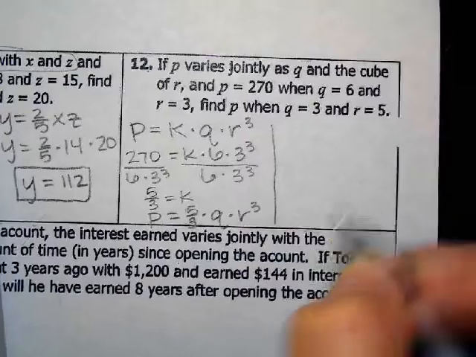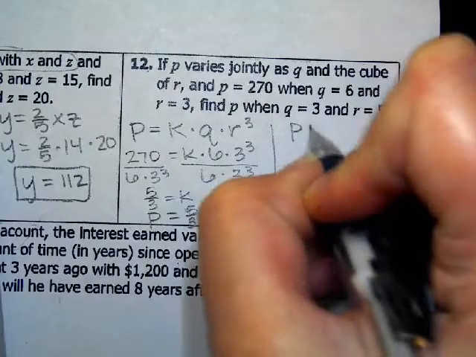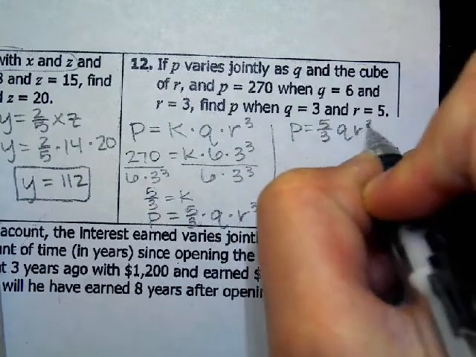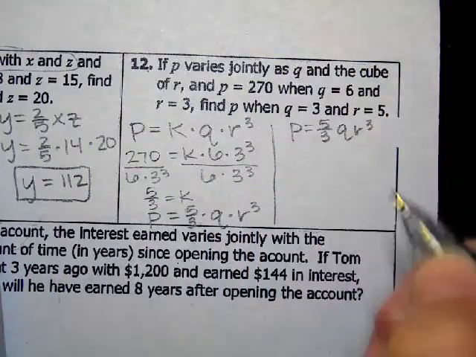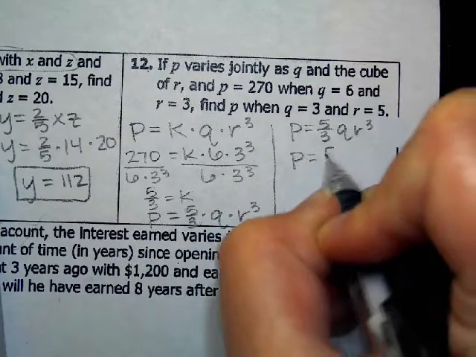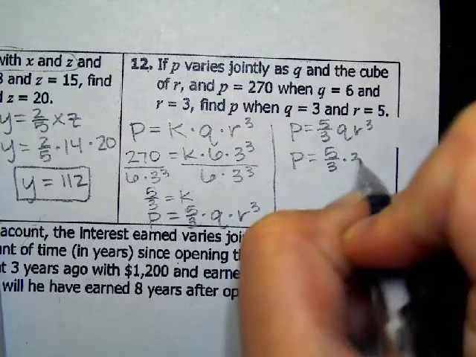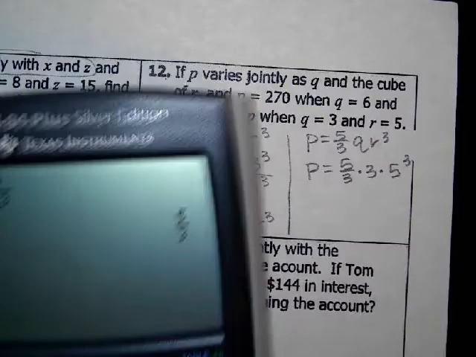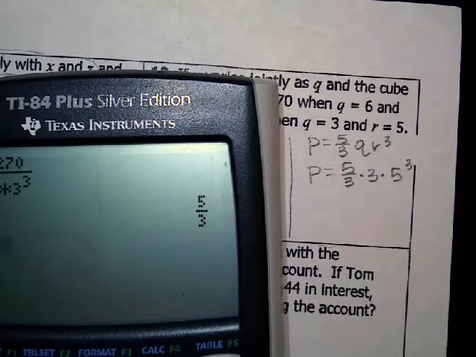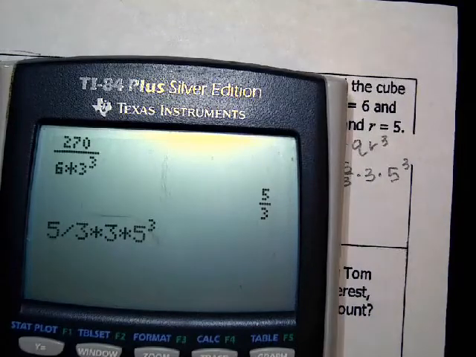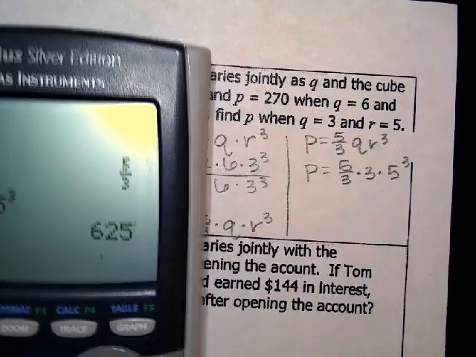And I'm going to go ahead and write my equation up here before I plug stuff into it. And then it says find P when Q is 3 and R is 5. So now to find P, we can just plug everything straight in. So 5/3 times 3 times 5 to the third. And we get P is 625.